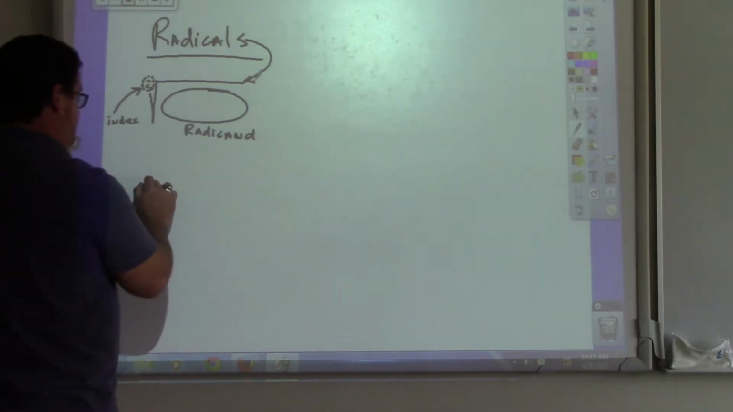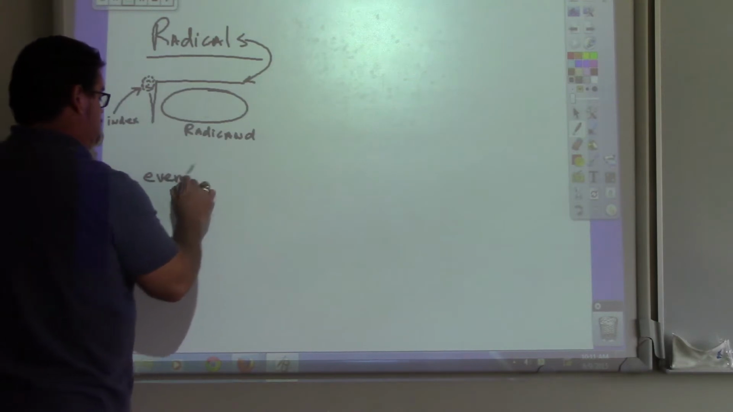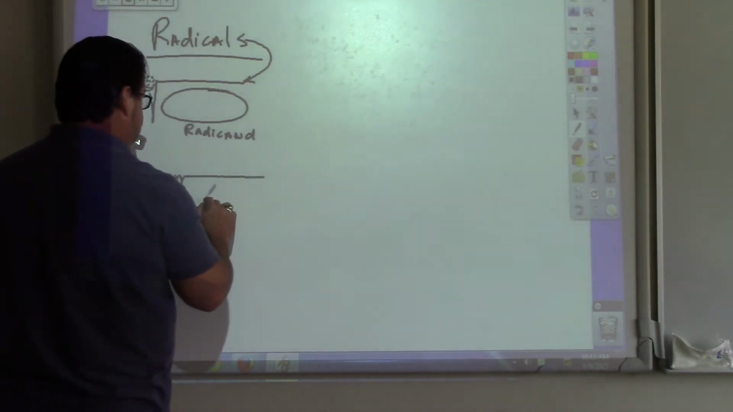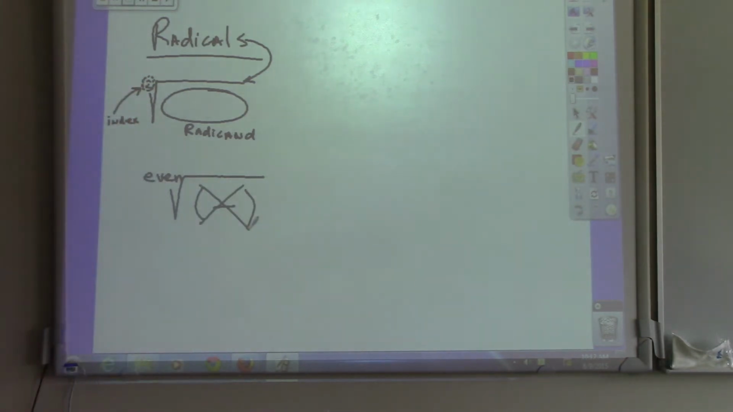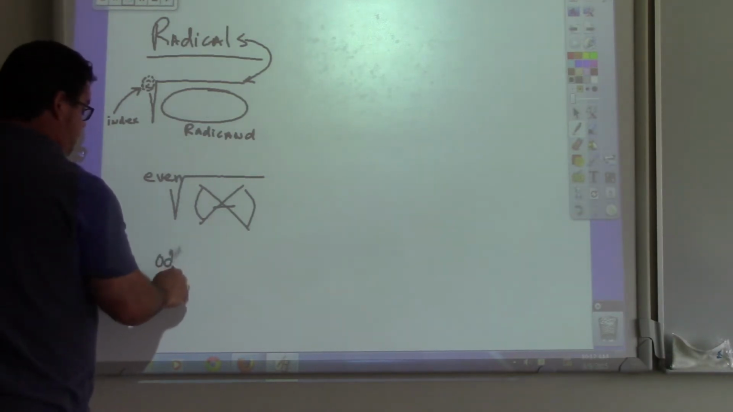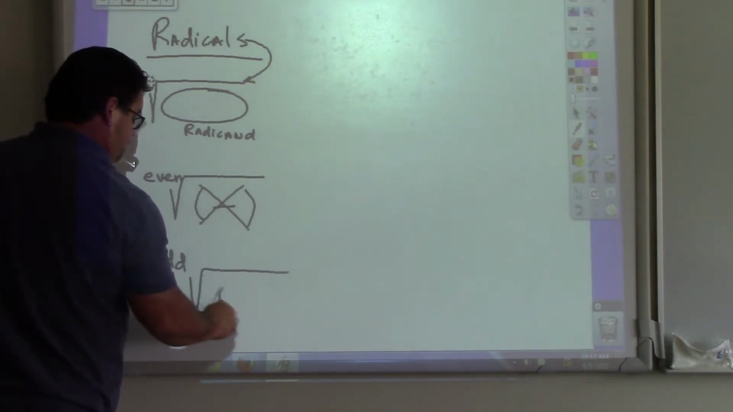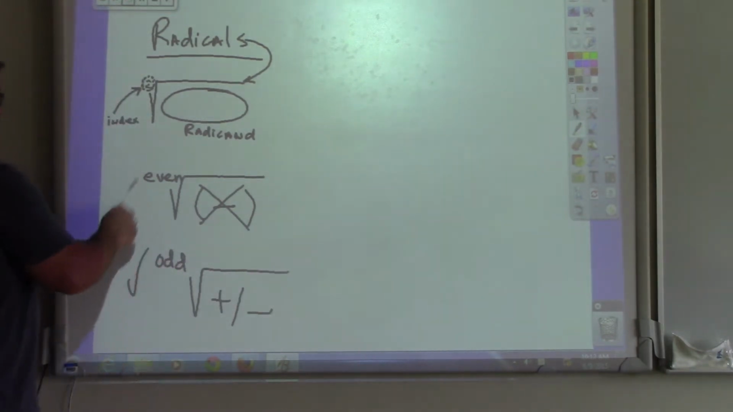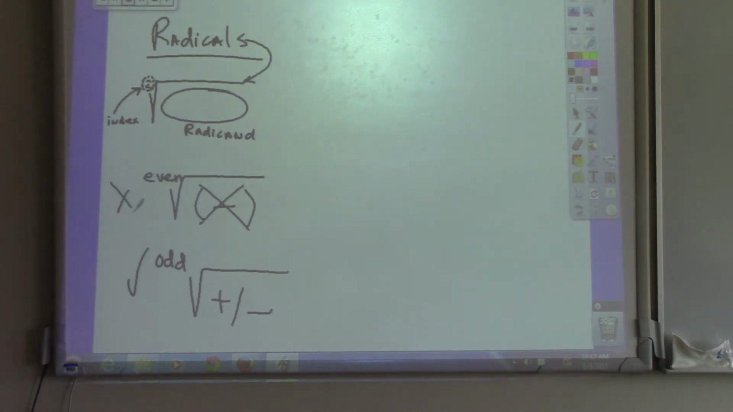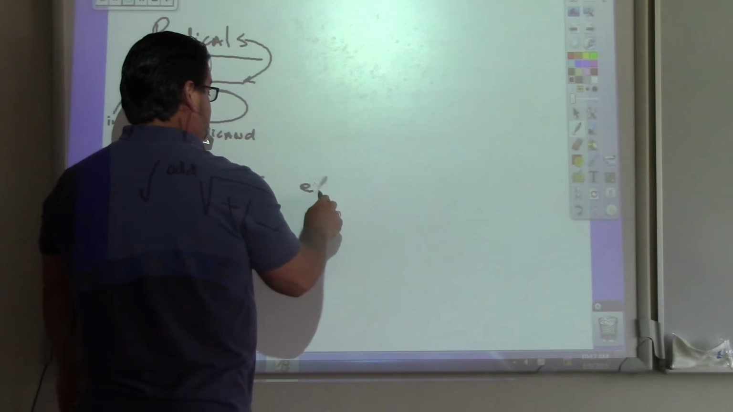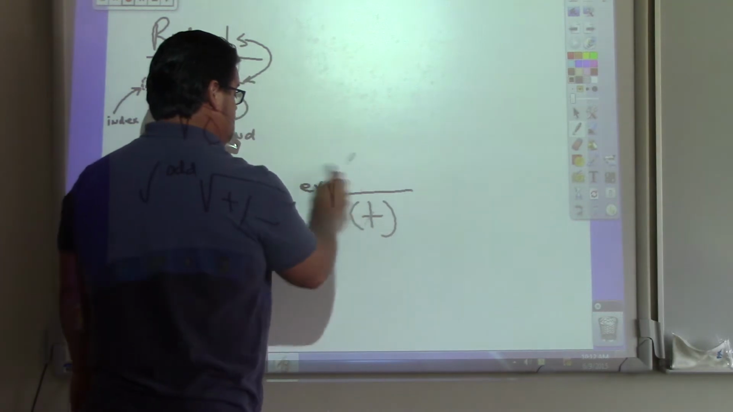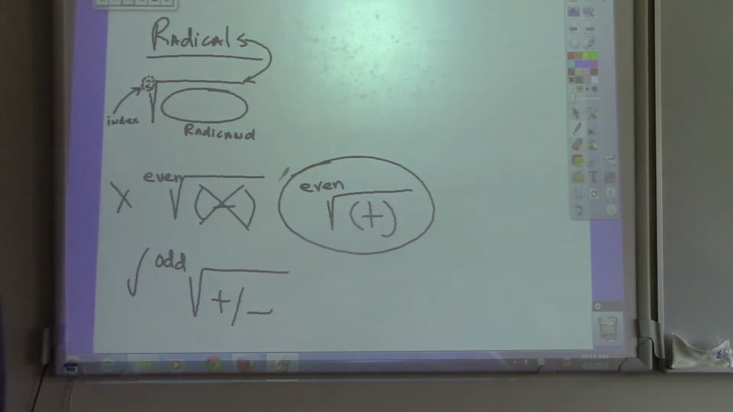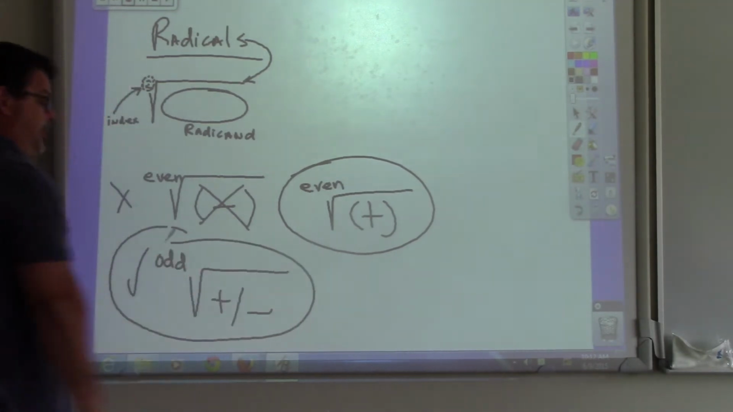All right, when you have an even root, you cannot take the even root of a what? Of a negative. You cannot take the even root of a negative. But you can take the odd root of a positive or negative. So the only thing that you can take the even root of is a positive number. And you can take the odd root of a positive or a negative.